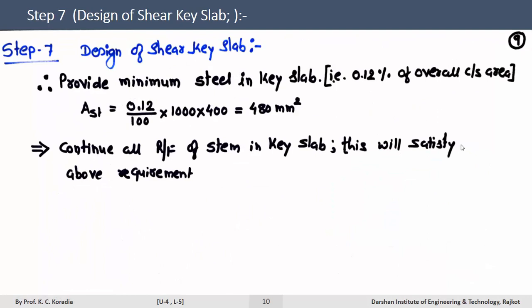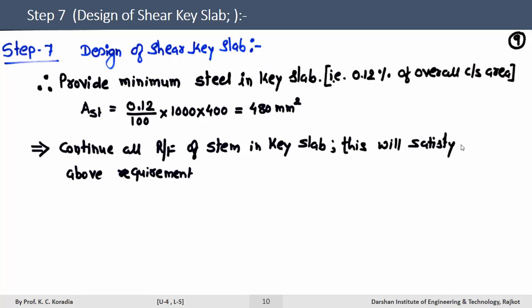Now this is our last step. Here we are supposed to design our key slab. We are supposed to provide a minimum percentage of steel as 0.12%. This can be satisfied by continuing our reinforcement of stem in our key slab. Hence, we will continue all the steel of our stem slab into the key slab also.